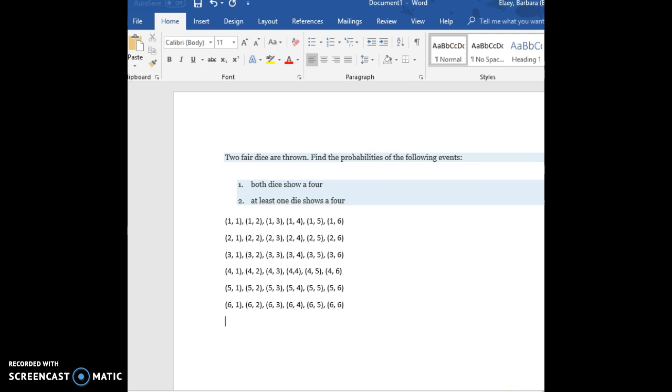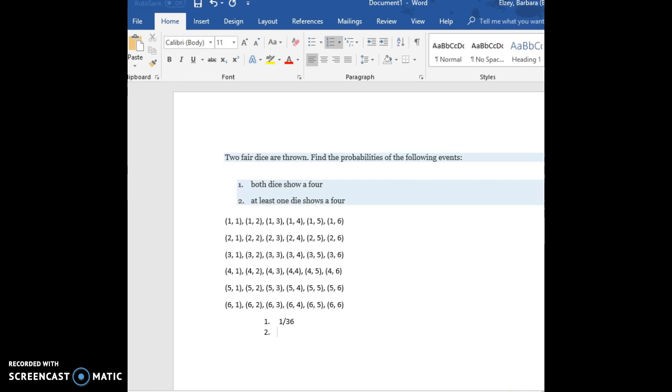Okay, so notice there are 36 different possibilities there in our sample space. So let's answer question 1 first. We wanted to have the probability that both dice show a 4. Now let's notice there's only one choice where both of the dice show a 4. That's the 4-4 choice. So there's only one of those out of 36. And that's it for that one.